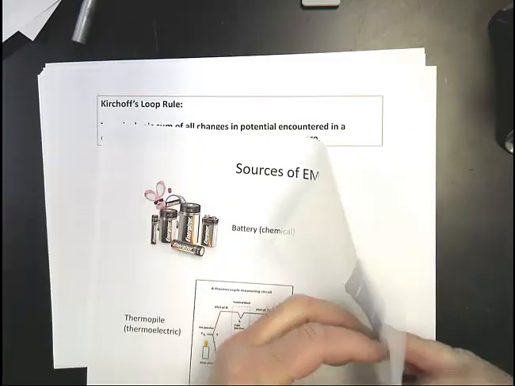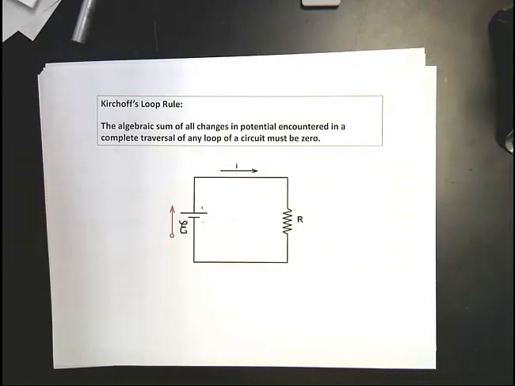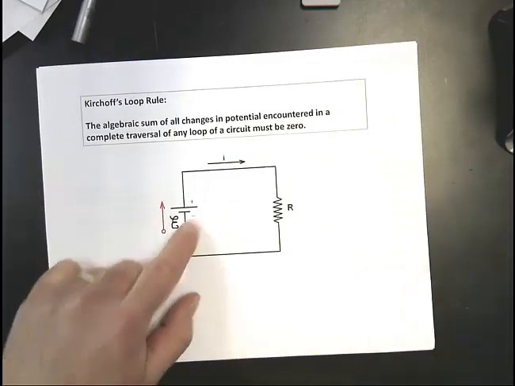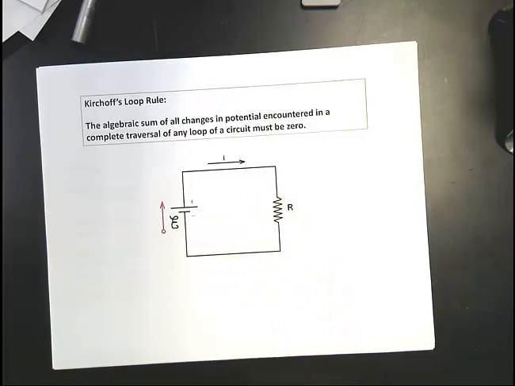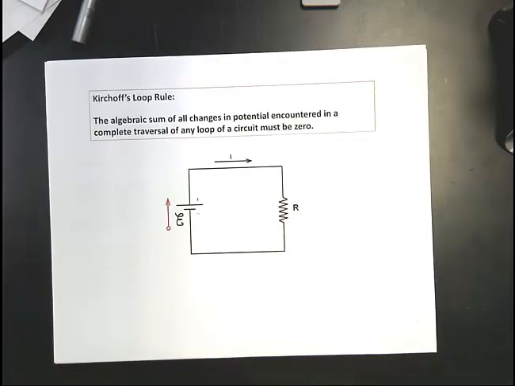Alrighty. So when you build a circuit, you've got a source of EMF, you've got some kind of load or resistance of some type, and there's a couple of rules that have to be followed, and they're called Kirchhoff's laws or Kirchhoff's rules. The first one says that the algebraic sum of all the changes in potential encountered in a complete traversal of any loop of a circuit must be zero.